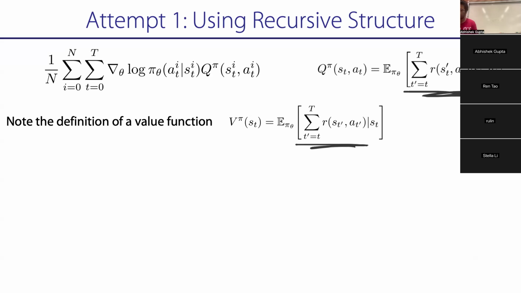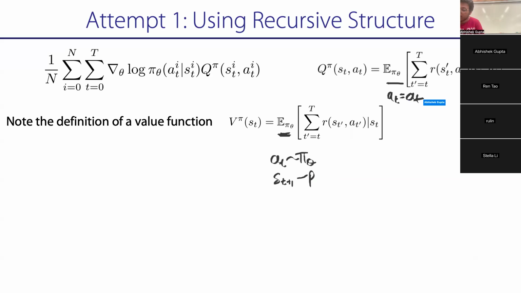Yeah. So let's start by writing V in terms of Q, and then we'll write Q in terms of V next, right? Writing V in terms of Q is the simpler one. Remember that V is saying, all the magic is in this expectation. It's saying that your first action is sampled according to pi theta, and your future states are sampled according to your dynamics, right? And here it's saying that your first action is AT, and your future actions are sampled according to your policy, and you're sampling next states from your dynamics, right? So if I was to relate the value function to the Q function, how do I relate them?